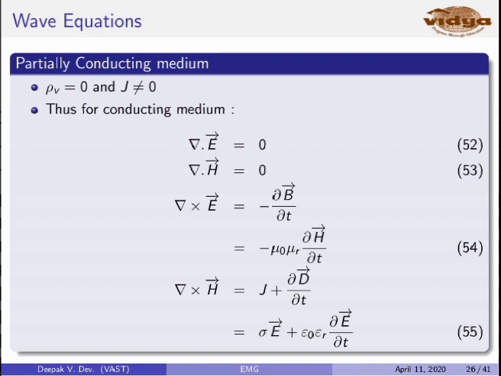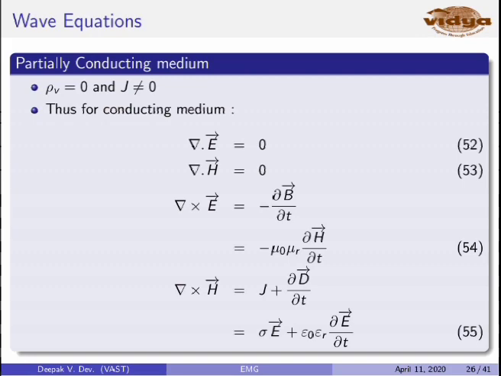It is the continuity equation that we already derived. So we modified Maxwell's equations. One of the important differences is that we have a J, and we can substitute J as sigma E. So the Maxwell's equations for a partially conducting medium become del dot E is equal to 0, del dot H is equal to 0, del cross E is equal to minus mu 0 mu R dou H by dou t, and del cross H is equal to sigma E plus epsilon 0 epsilon R dou E by dou t.